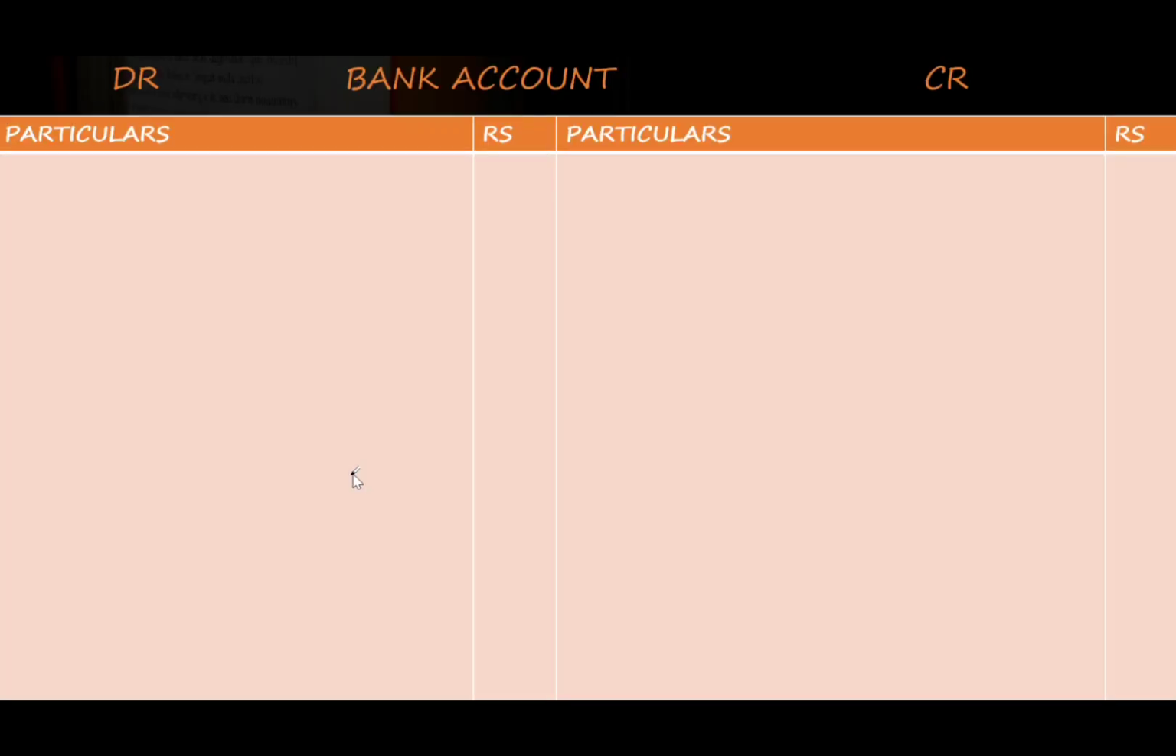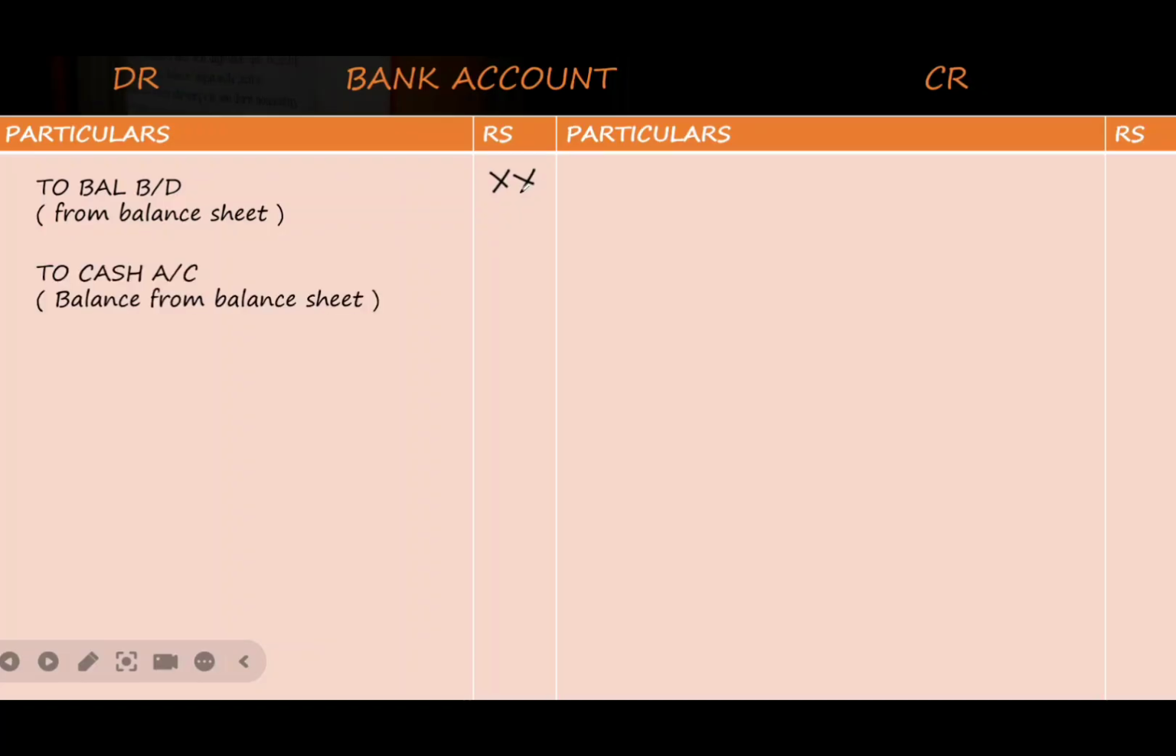So in the bank account, first and foremost, we have to bring down the opening balance from the balance sheet. When a bank balance is given, we will write it on the debit side as to balance brought down. That is the balance sheet amount brought down as an opening balance of the bank account. If in the balance sheet there is cash given, then the cash also has to be transferred to the bank. So you have to bring it to the bank account on the debit side as to cash. That is the cash balance from the balance sheet.